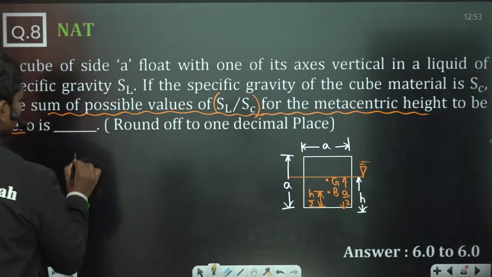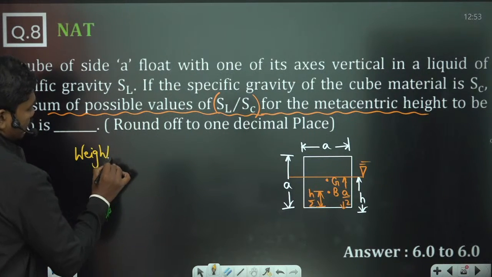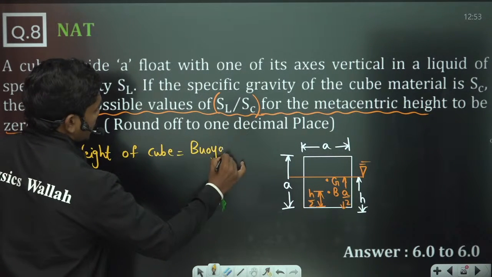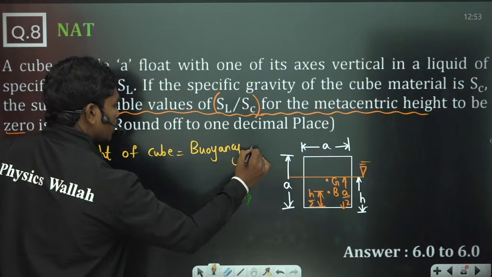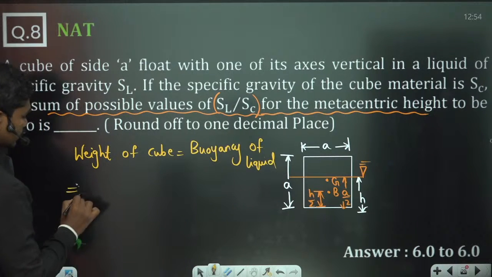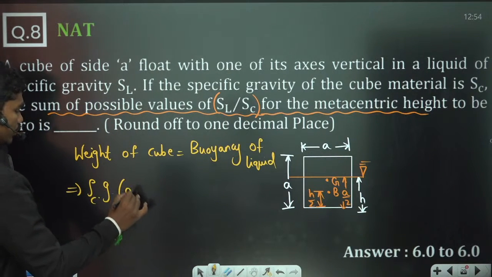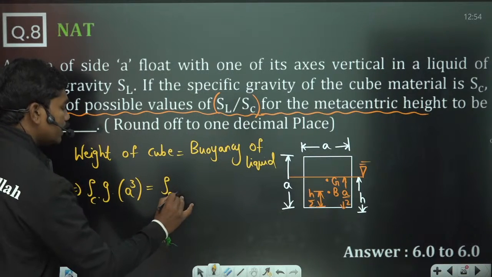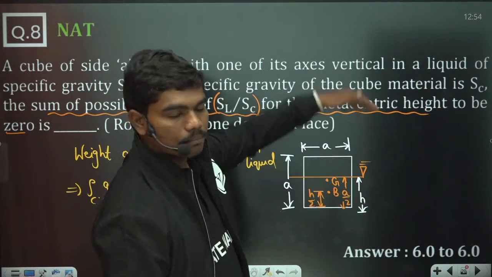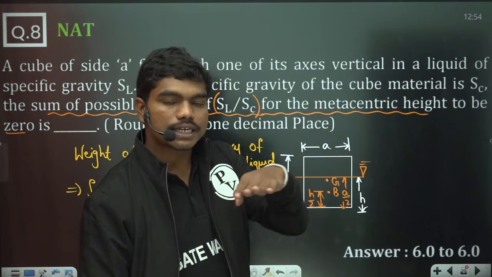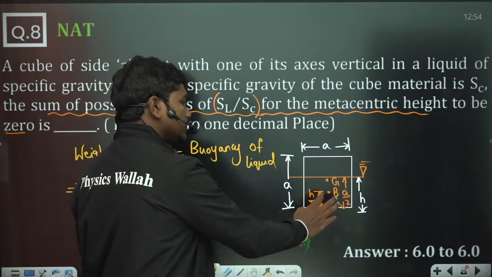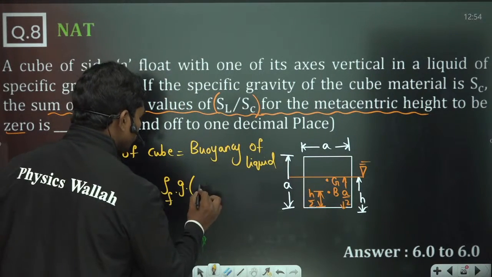So weight of the cube is equal to buoyancy due to the liquid. You can calculate the buoyancy of the liquid. So if you equate this, density of cube into g into volume of the cube is equal to density of the fluid into g into, now what is the volume that is submerged? If you see, this height is H, but the base is A square, because a cube has a constant base of A square. So that's why, if you see, this cube has a square cross section, so A square is multiplied with this H, so A square into H.